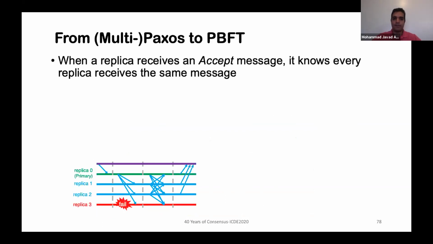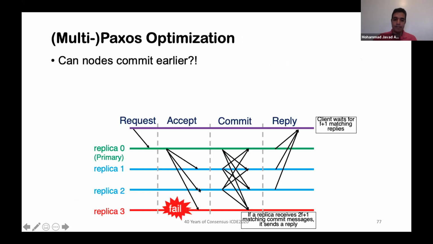So now let's go to PBFT. In Paxos, we said once the replica receives an accept message, it knows that every replica receives the same message, because the assumption is that the primary is trusted. There is no need to validate this message. We all know that the primary is trusted and sends the same message to everyone. But what if the primary is untrusted? Then we need one more phase of communication. We need to check with each other.